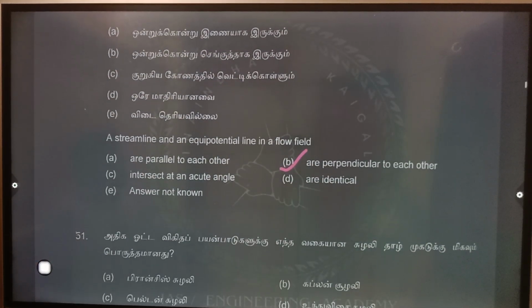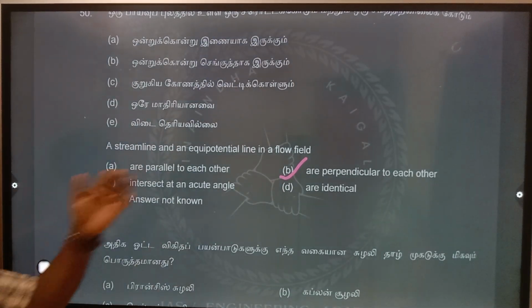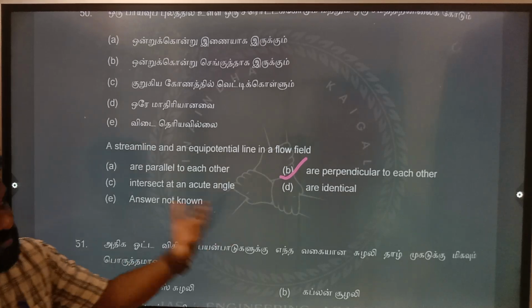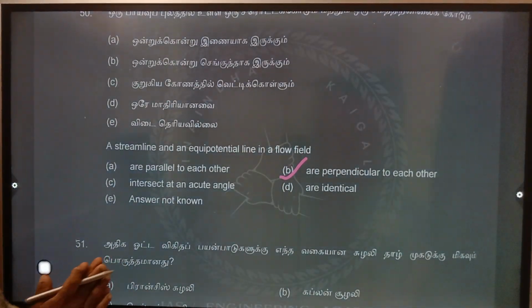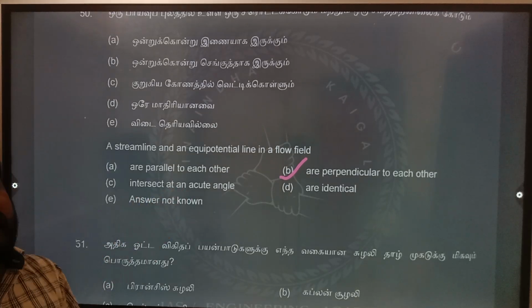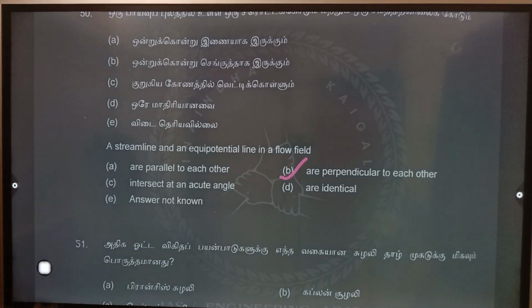50, a streamline and an equipotential line in a flow field, they are perpendicular to each other. It's a very basic question. Okay, streamline உம் equipotential line உம் இது ரெண்டும் நீங்க learn பண்ணும்போது one of the most important points learn பண்ணிருக்கோம். They are perpendicular to each other.